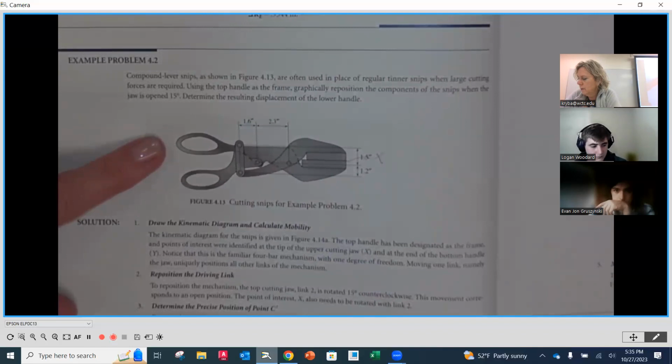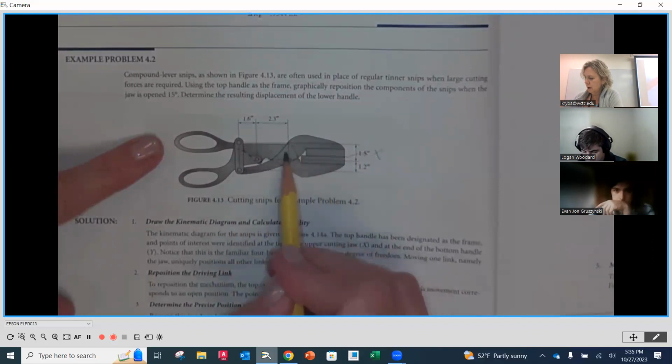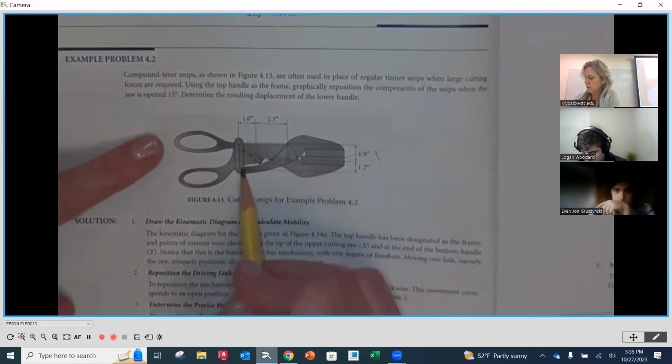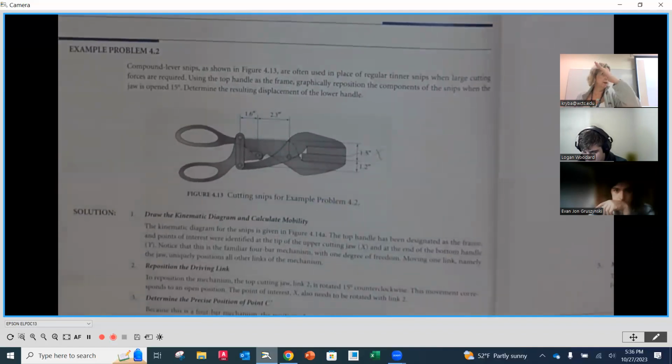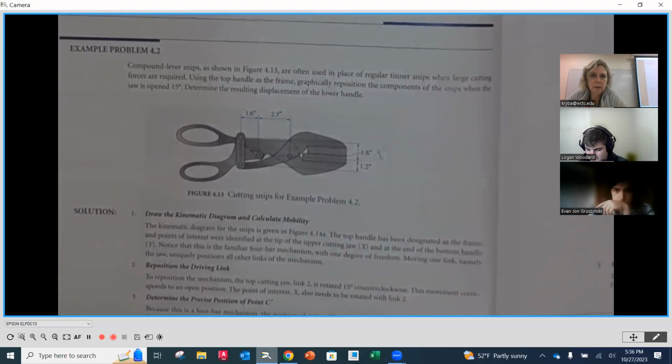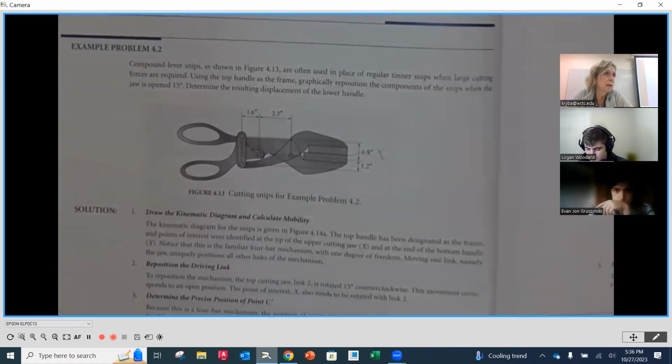They want you to graphically reposition the components of the snip when the jaw is opened 15 degrees. So where it's at right now, this is the top jaw. This is going to be part of what we're interested in moving. We want to open that up 15 degrees. What is going to be the displacement on the lower handle? The lower handle is down here. It's like equating to how far I would have to open up my hand to get it to that 15-degree opening on the jaw side.